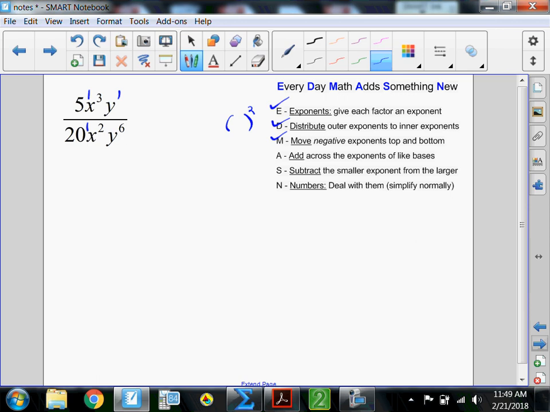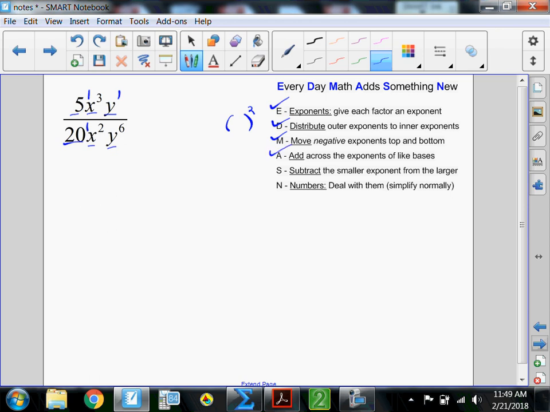Add across exponents like bases. Every day, math adds something new. So on top, I just have a 5, an x, and a y. There are no same bases on top of the fraction, so there are no exponents that need to be added. On the bottom, I have a base of 20, a base of x, a base of y. There are no like bases, so there are no exponents that need to be added.